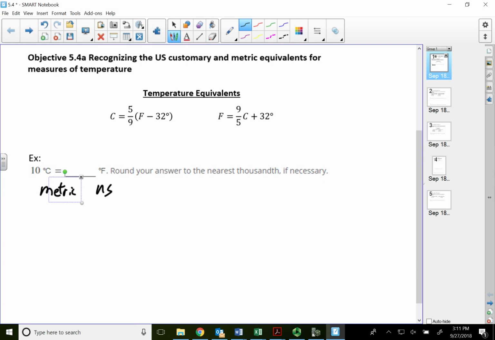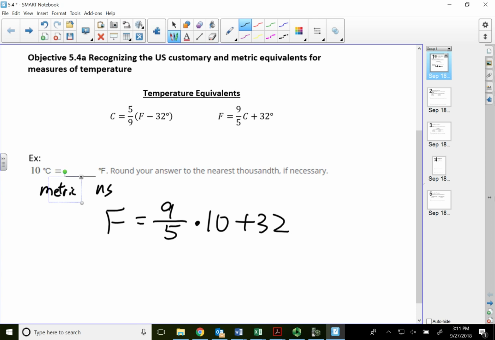All right. So when I need to convert to US, I need to choose the one that says F equals, Fahrenheit equals. That's the one I need to choose, because what I need to do is substitute my 10 where the C is. So that will be 9/5 times 10 degrees Celsius, then plus 32.